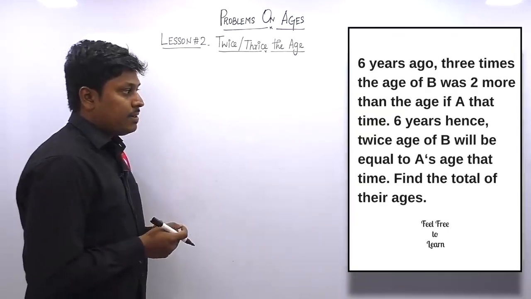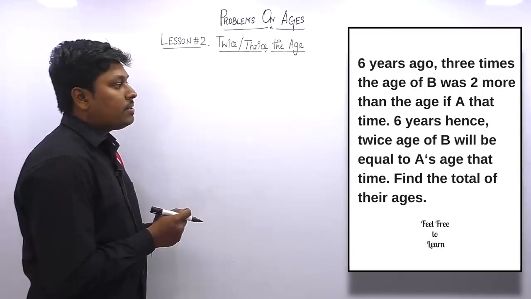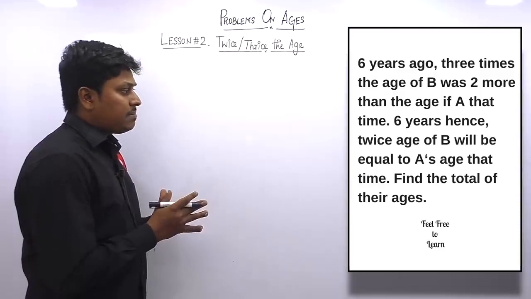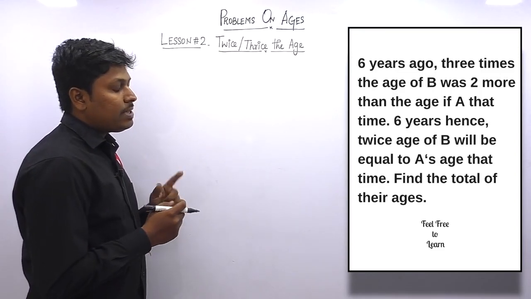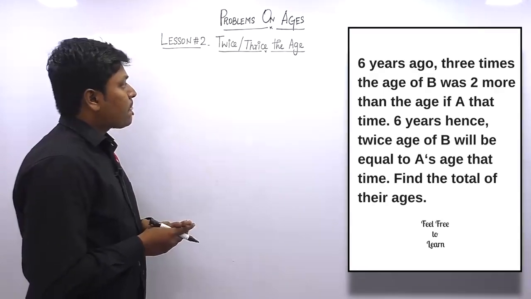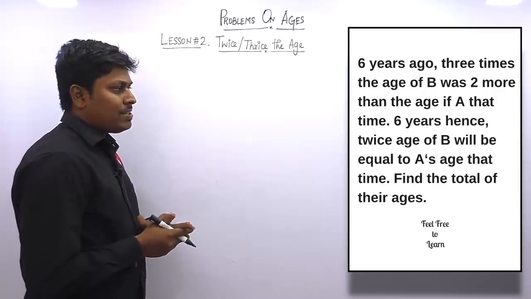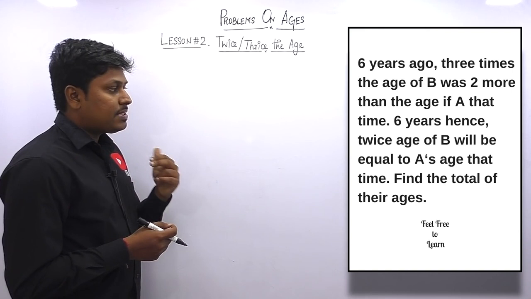Question number 10. 6 years ago, 3 times the age of B was 2 more than the age of A. If at that time 6 years hence, twice the age of B will be equal to A's age at that time. Find the total of their ages. So they are talking about 2 conditions here also. The first condition is 6 years ago, and the second condition is after 6 years.